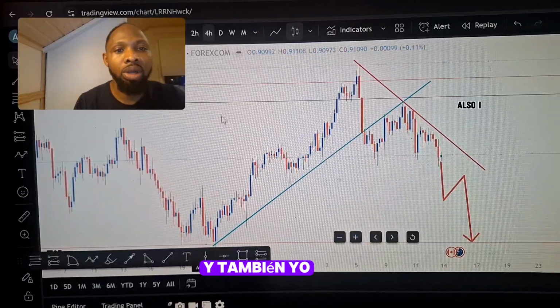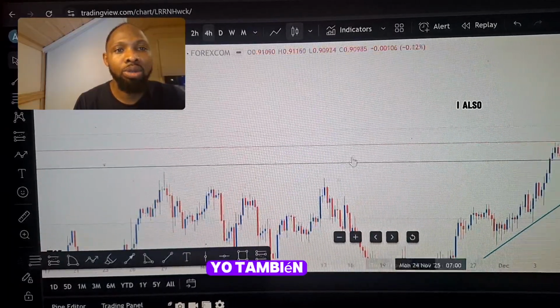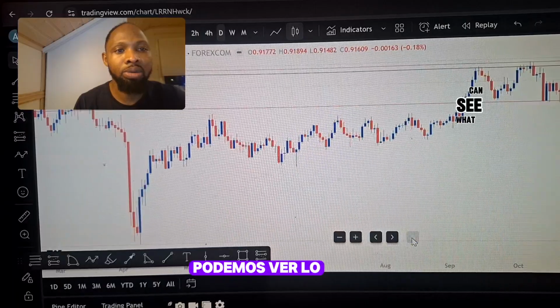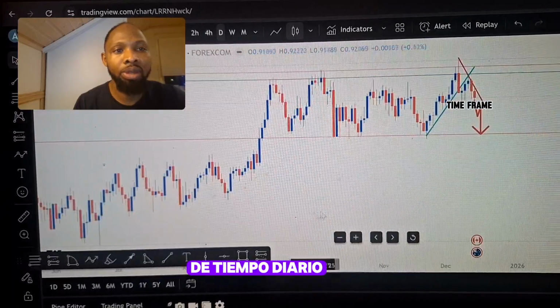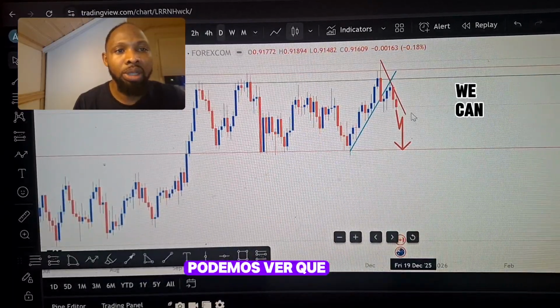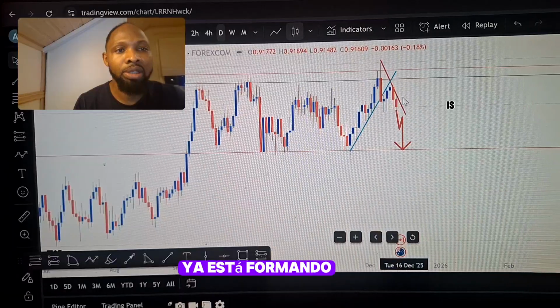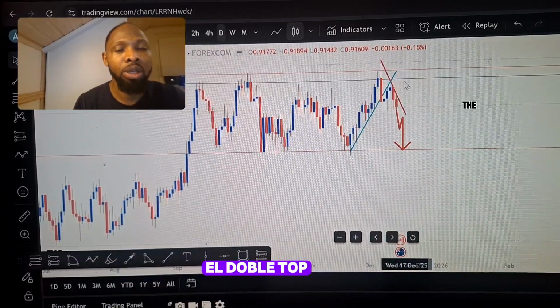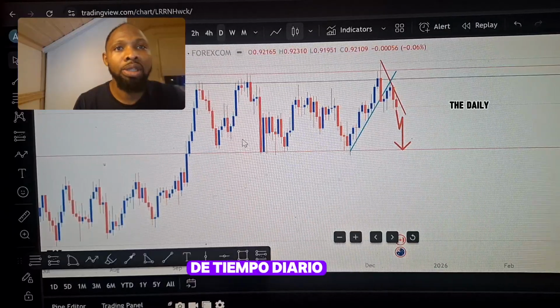And also I conducted the daily time frame. We can see what is going on on the daily time frame. We can see here that it's already forming the double top on the daily time frame.